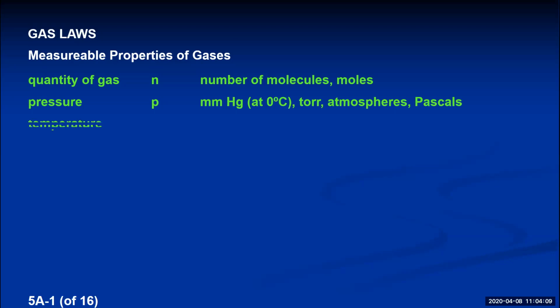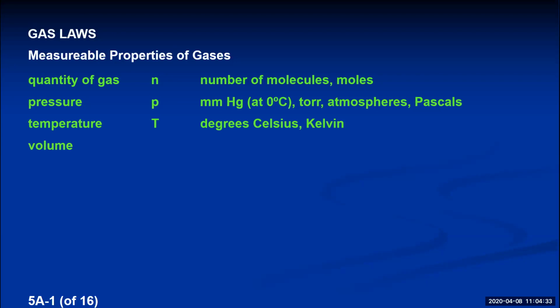We can also measure the temperature of a gas. Temperature is abbreviated by capital T. Lowercase t is usually used in science to represent time, so capital T for temperature. We have thermometers that measure temperatures in degrees Celsius, but we'll see for a lot of our mathematical calculations involving gases, we're going to want to have the temperature measured in the Kelvin temperature scale instead.